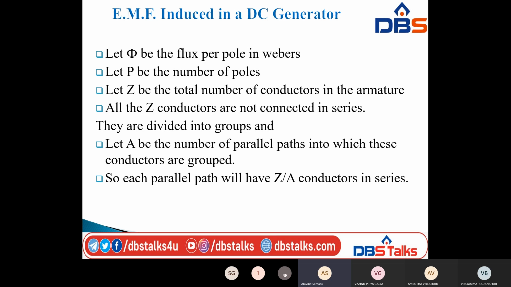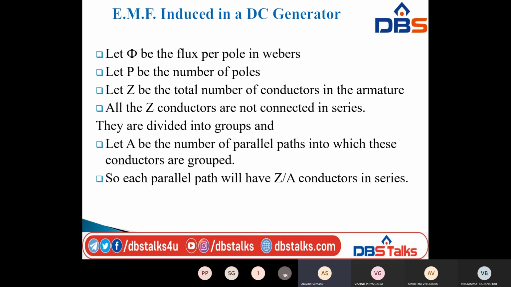Here, all the Z conductors are not connected in series. They are divided into groups, not in series. From this, I am taking A, capital A. Let A be the number of parallel paths into which these conductors are grouped.